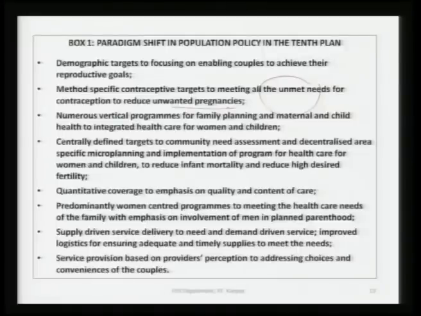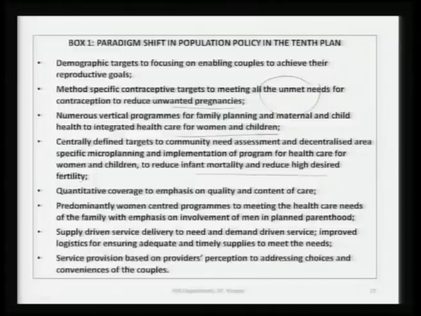Then, numerous vertical programs for family planning and maternal and child health moved to integrated health care for women and children, from family planning to health. Centrally defined targets moved to community need assessment and decentralized, area-specific micro planning and implementation of programs for health care for women and children, to reduce infant mortality and high desired fertility. High desired fertility existed because infant mortality was high, child mortality was high, and couples planned to produce more children than they desired because they thought that some of them might die. Then quantitative coverage moved to emphasis on quality and content of care.